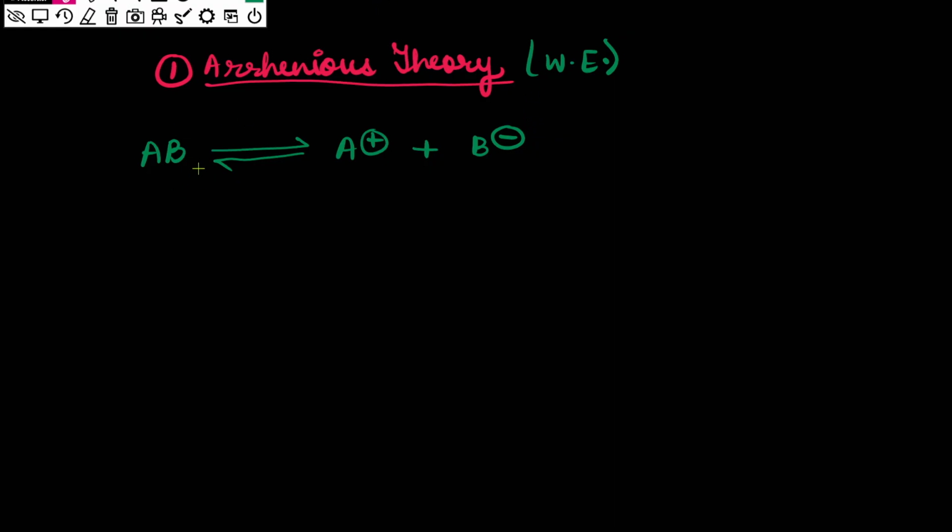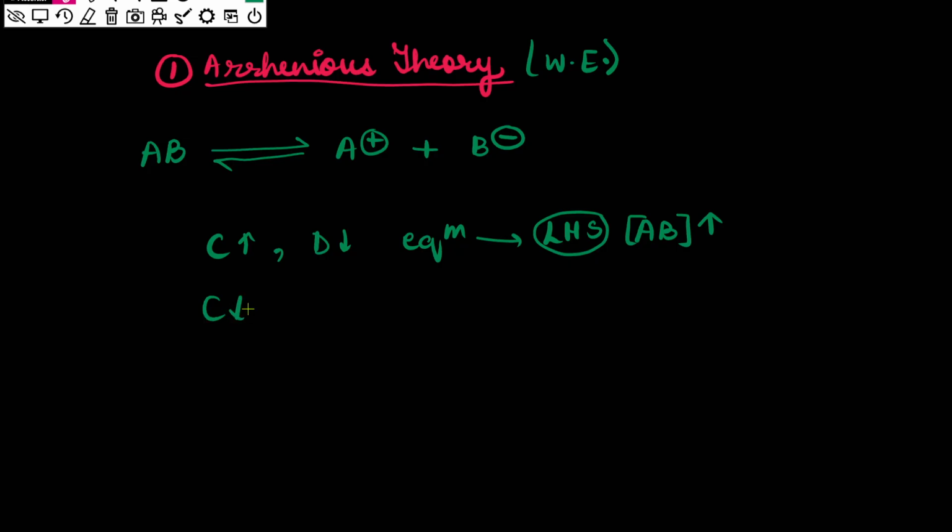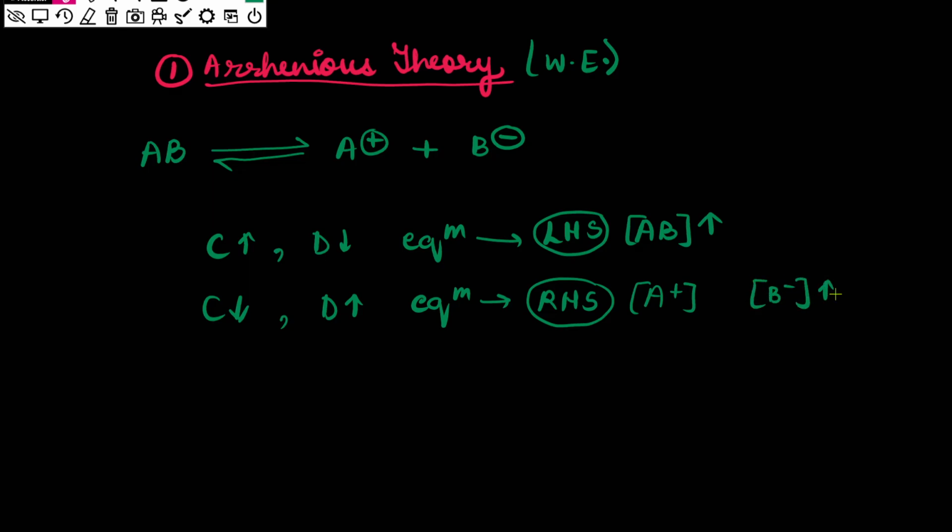So now, depending upon what conditions we are providing, and that I have already explained to you, suppose we are increasing the concentration and we are decreasing the dilution, this equilibrium has the tendency to shift to the left hand side. Means the concentration of AB will now increase. And if we are decreasing the concentration and we are increasing the dilution, the equilibrium will have the tendency to move to the right hand side, and that is the concentration of A plus and the concentration of B minus ions will increase. And this is in conformation with Le Chatelier's principle.